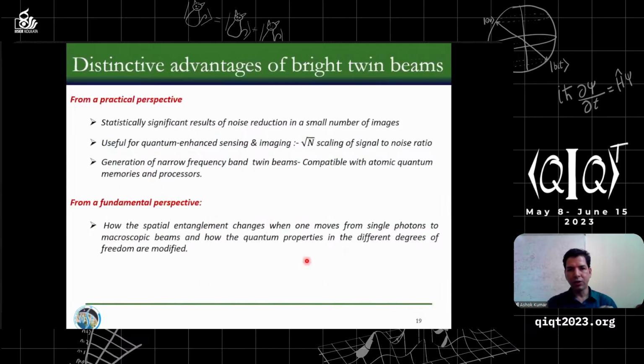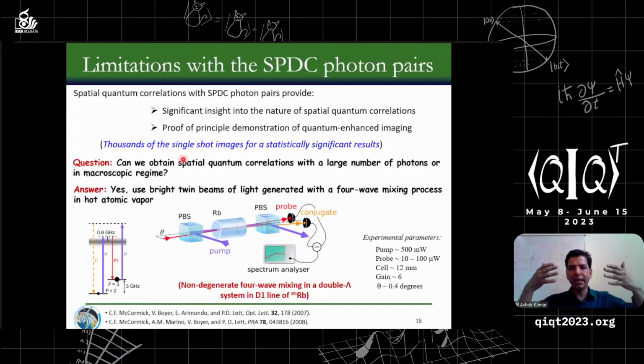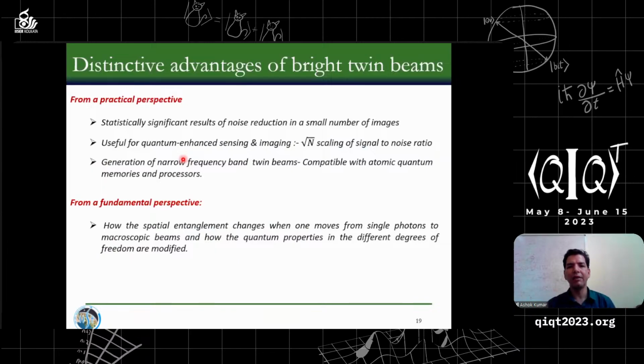Those bright twin beams have some significant advantages. If instead of single photon pairs, I have a stream of photons or a bunch of photons coming together, then we can get statistically significant results in noise reduction in a very small number of images. Moreover, the signal to noise ratio in quantum enhanced sensing and imaging scales as √n. So the more photons you have, the better your signal to noise ratio. That's how you can win by using the bright twin beams.